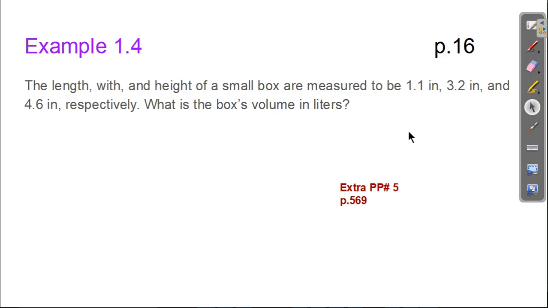Let's look at an example. Page 16, example 1.4, that's going to be our last example. It's going to demonstrate to you how derived units work. It says the length and height of a small box are measured, and they give it to you, length, height, and width, okay? So they want to know the volume in liters for this box. What is the volume?